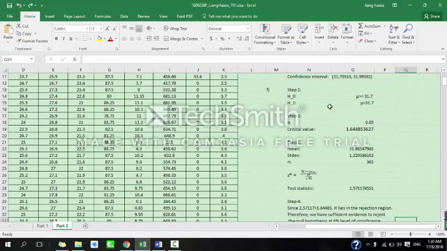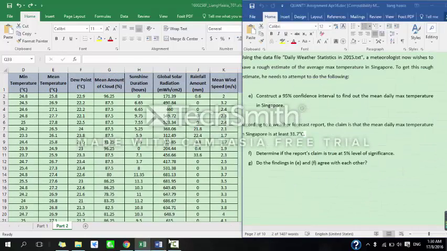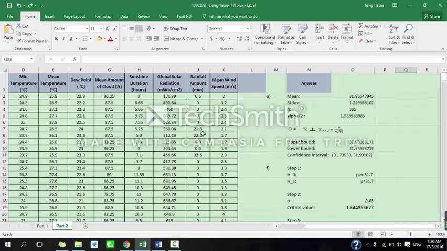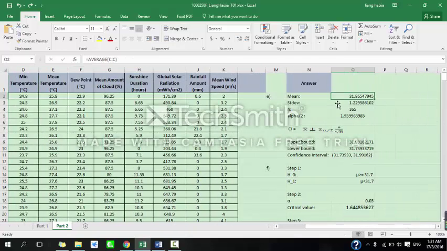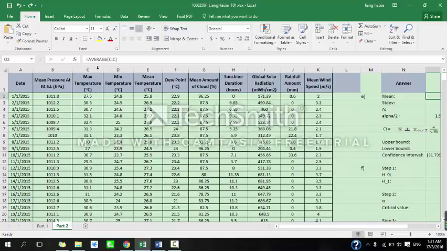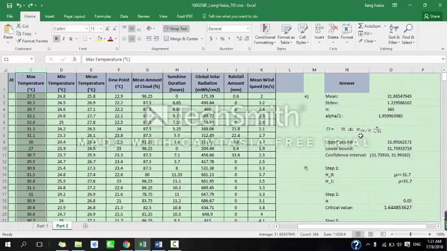So question 2, we need to find the 95% confidence interval to find out the mean daily max temperature in Singapore. First, we need to find the mean of the daily max temperature. Just use equal AVERAGE, and then select everything from C, and this is the output.